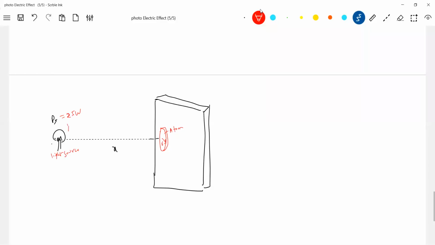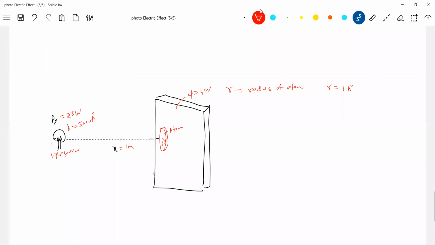Then the wavelength of light emitted by it, let it be 5000 Angstroms. Then it is placed at a distance of 1 meter. And the radius of the atom, so what is r? r is the radius of the atom. Let it be equal to 1 Angstrom. And the work function of this metal, let it be, say, 4 electron volt. After what time will the photoelectron be ejected here?